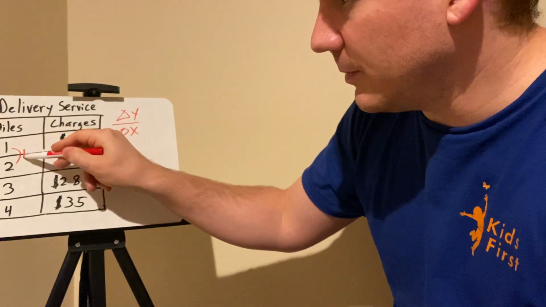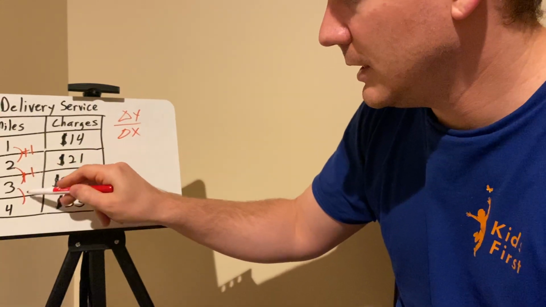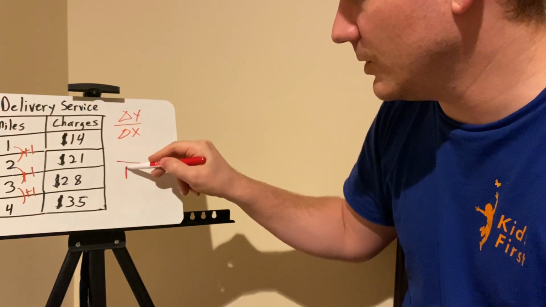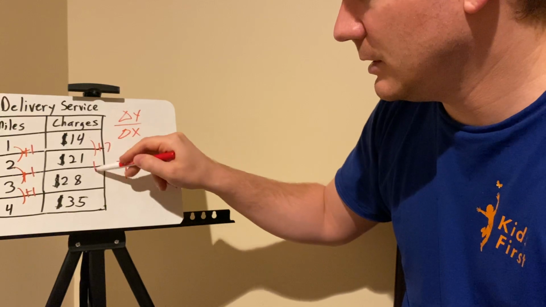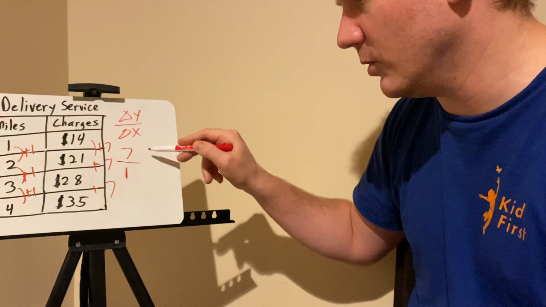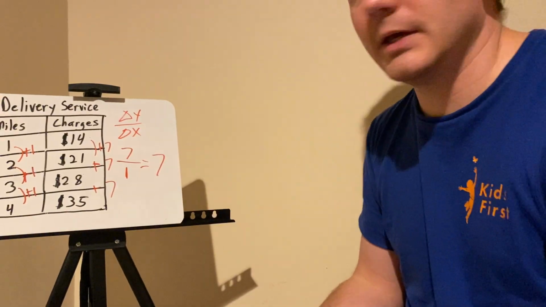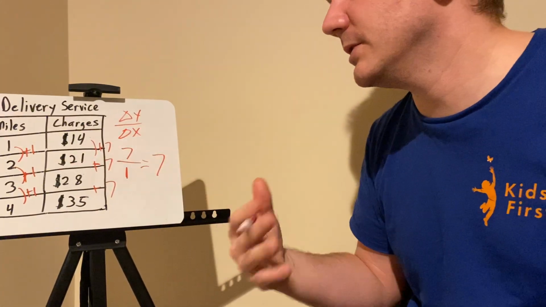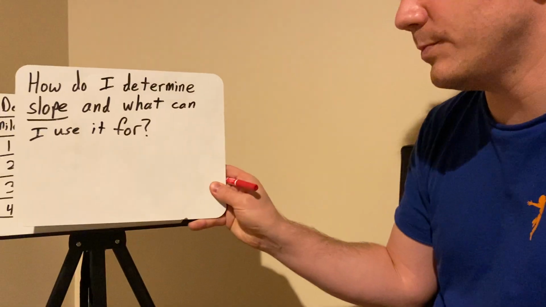1 to 2 is a +1, 2 to 3 is +1, 3 to 4 is +1. So +1 is my change in x, so I put a 1 here, and my change in y, or my charges, would be +7, +7, +7. So it's +7 every time, so it'd be 7 over 1. So my slope in this case would just be 7. I guess it'd be $7 per mile that would end up being my slope there, $7 per mile. And that is how I determine slope and what I can use it for.